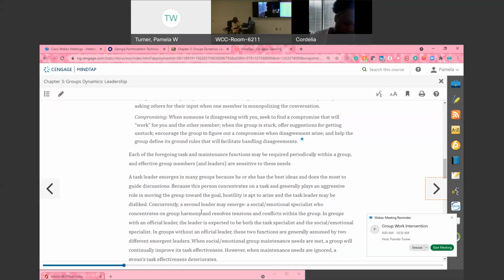A second leader may emerge, a social emotional specialist who also concentrates on group harmony. Okay, so in a task group, several members can take on the roles. And just because I was in this role last week doesn't mean that I'm in this role this week. And it really isn't about whether or not, again, they're assigned roles. There are some roles that we play, usually based on our own personality, to help the group facilitate, to help it get started.